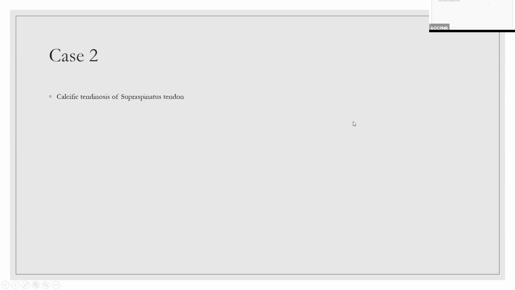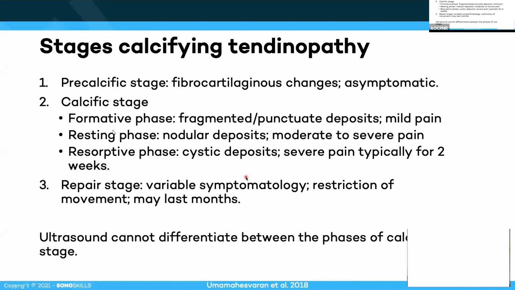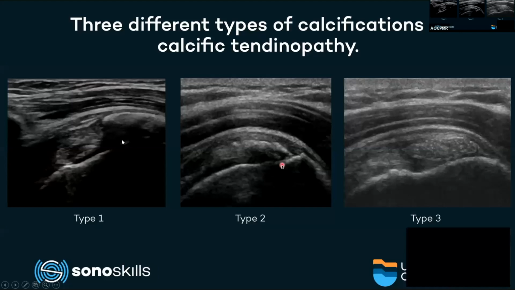So we call this calcific tendinosis. You'll see this in basically 3 stages. The precalcific stage is usually asymptomatic. As it starts to calcify, it goes through 3 substages, the last of which, the resorptive phase, is the most painful. But the formative phase is as it's starting to get harder. You'll see it like a real true calcium. There's some shadowing underneath because it's pretty hard.